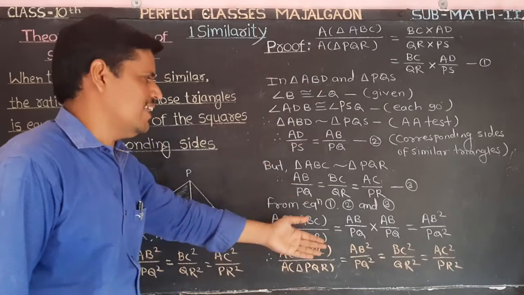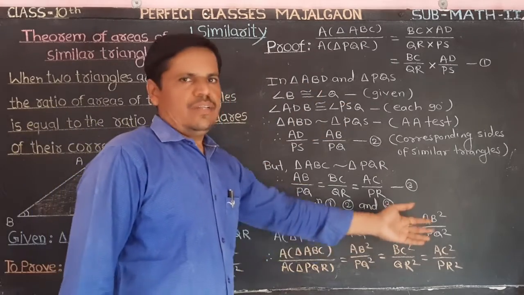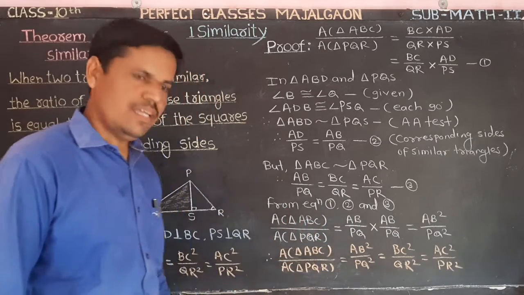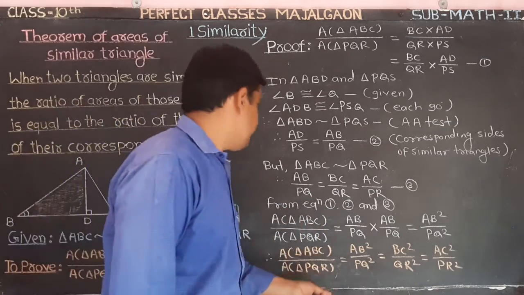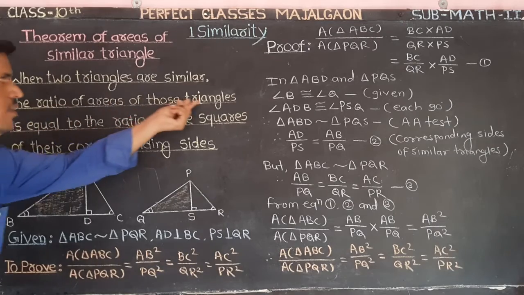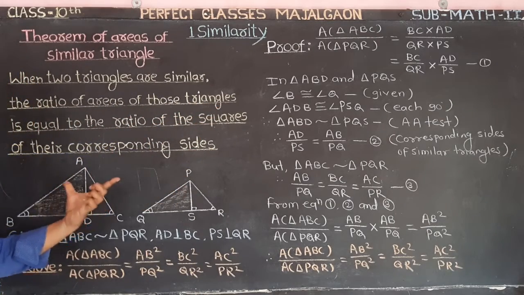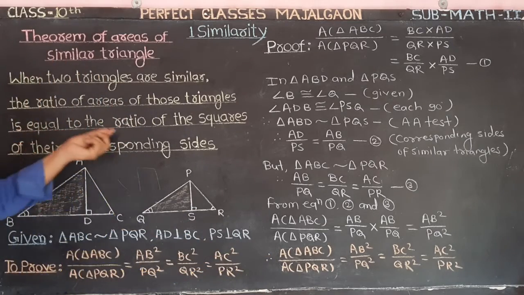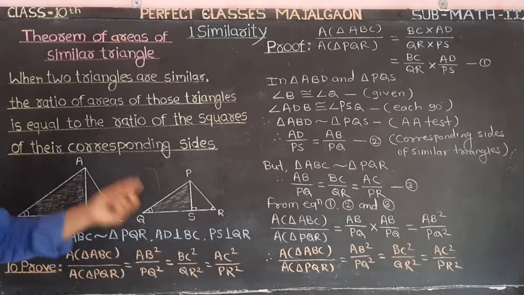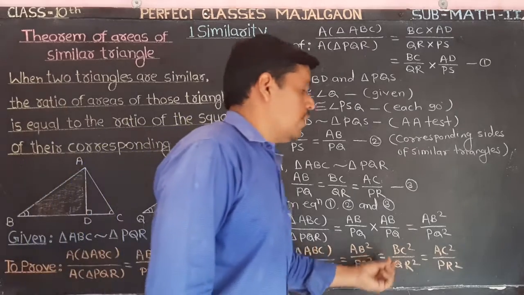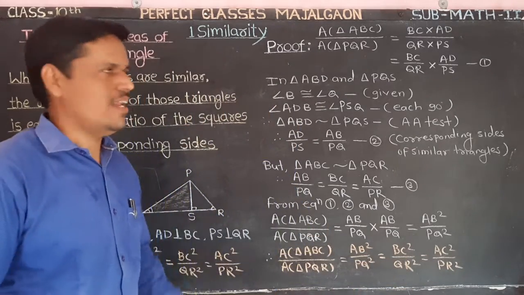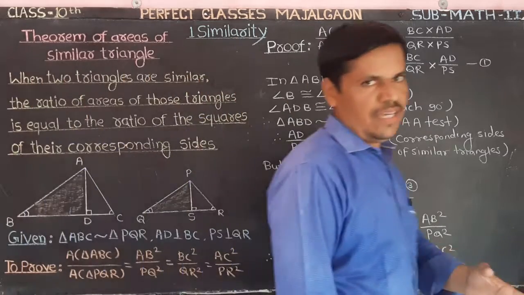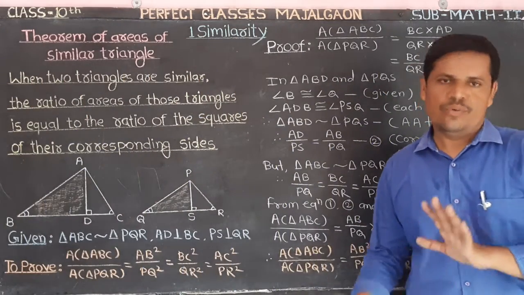Now from 1, 2 and 3 we will write AB into AB, AB square upon PQ square, same as area of triangle ABC upon area of triangle PQR. Here the ratio of areas of these triangles is equal to the ratio of squares of their corresponding sides. This is the theorem we have proved. In the next video we see practice set 1.3. Today we stop here.